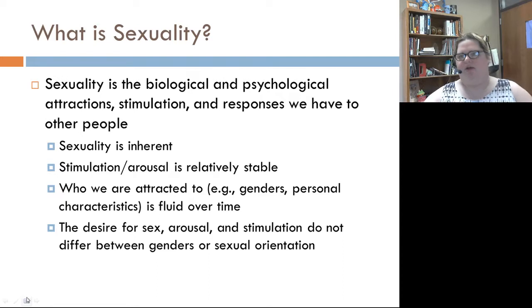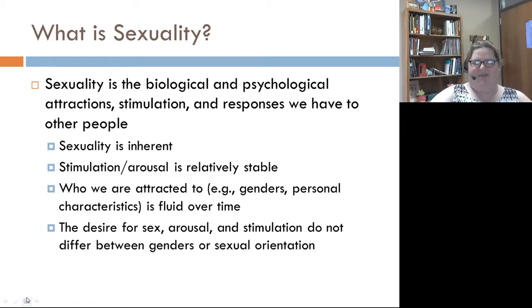Okay, so we've talked about the development of the structures, the physical parts of sex or sexuality. But what is sexuality itself? Sexuality is the biological and psychological attractions, stimulation, and responses that we have to other people. In other words, sexuality isn't just I see someone, I want to have sex with them. It's a lot more complicated than that. It is biological. It has a physical component to it, but it's also psychological.